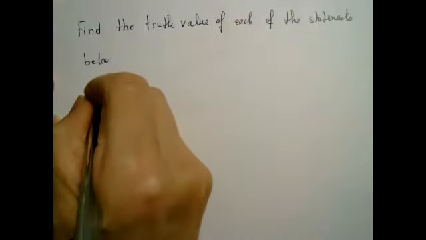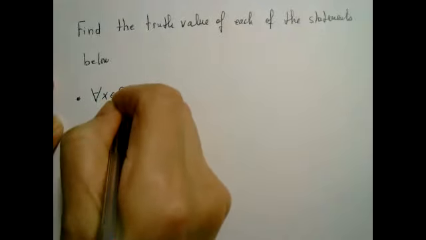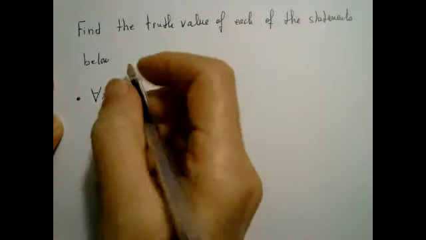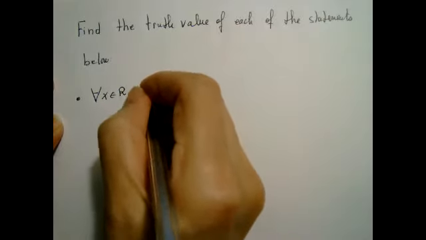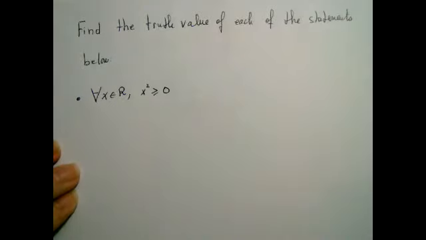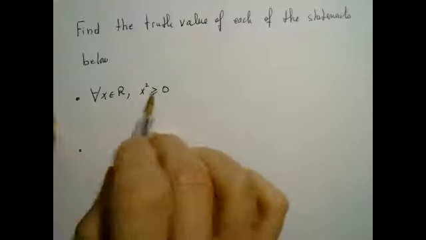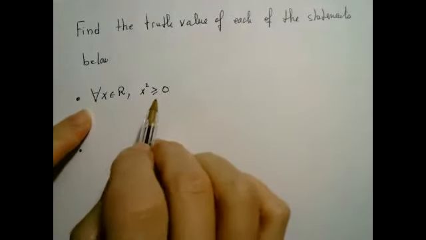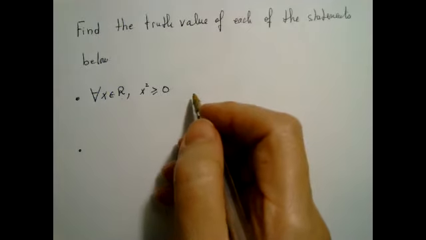For all x in R, I'm specifying my domain now. For all x in R, x squared is positive. Quickly, true or false, because now I'm creating a statement. This one should have a value. True or false, very quickly.